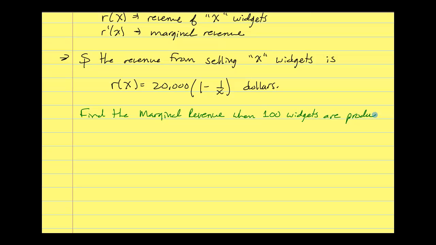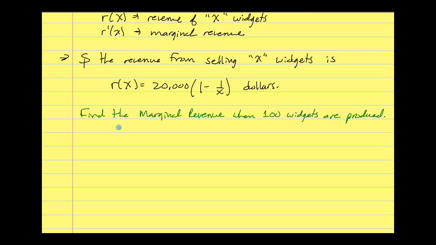So I'm already producing widgets. What would be the marginal revenue at that very time when I'm already producing 100 of these widgets? What would it cost if I'm producing widgets at the rate I am right now of producing one more widget past 100? So that's kind of the question that we're looking at here.